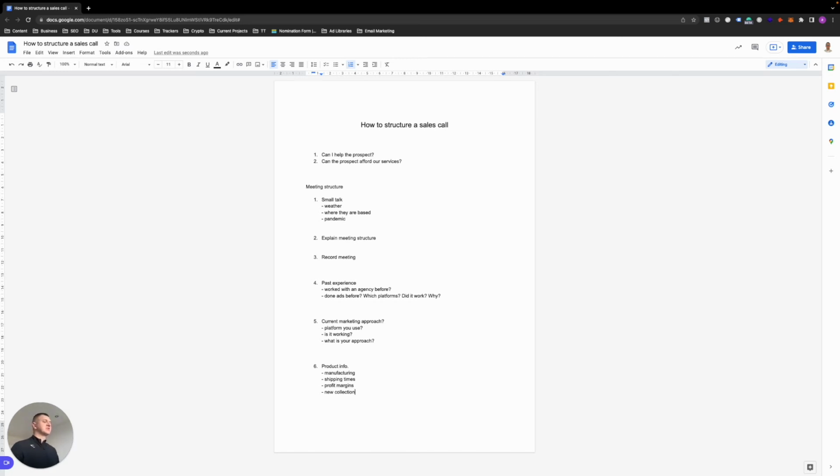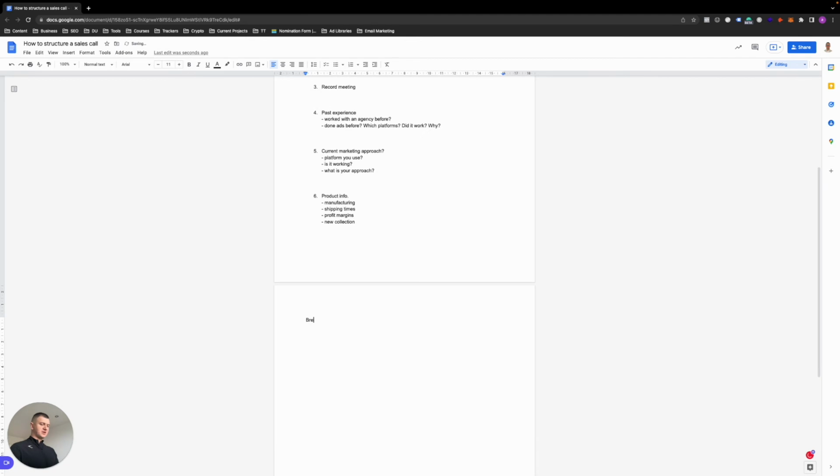Shipping times, very self-explanatory. Profit margins, this is key. This is really key to ask because it's going to allow you to calculate what kind of ROAS you need to be doing in order for the business to be breaking even and making profits. And I'm going to quickly give you the formula on how to calculate break-even ROAS, so you know what kind of ROAS you need to be generating for your customers in order for them to break even.